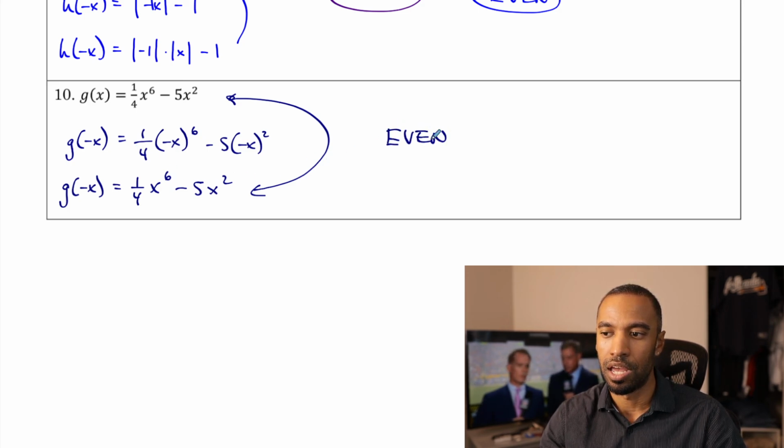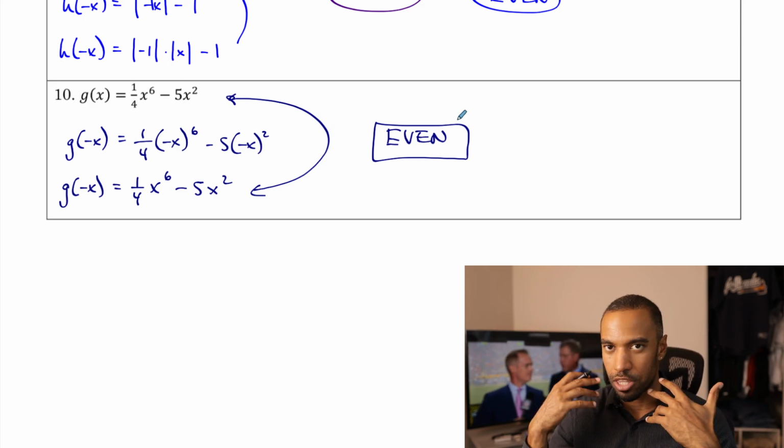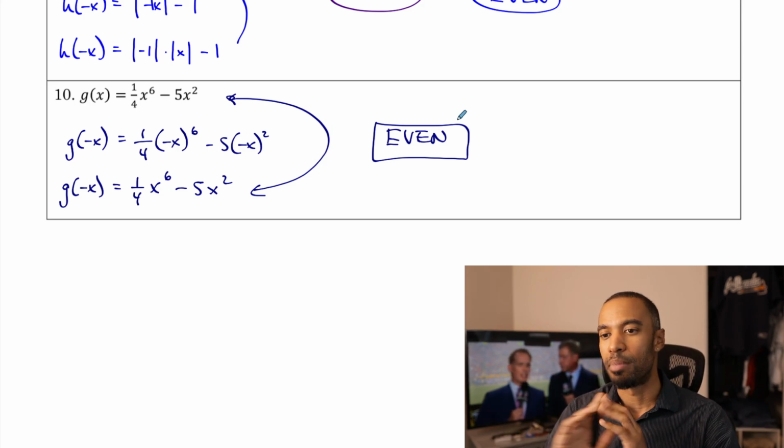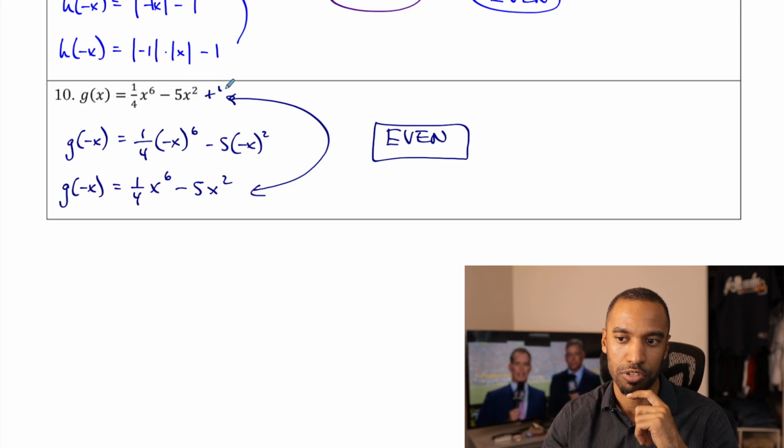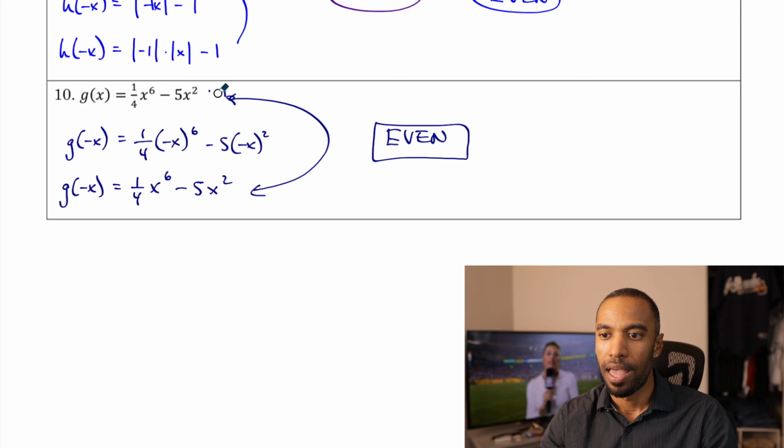This is once again why all the even degree terms together in a polynomial make an even function, and why the odd degree terms together in a polynomial would make an odd function. Remember, constants count as even degree. If I had a +4, it would still work, as the 4 wouldn't change, it would still be a +4. Anyway, that's an even degree one there, and that is it.